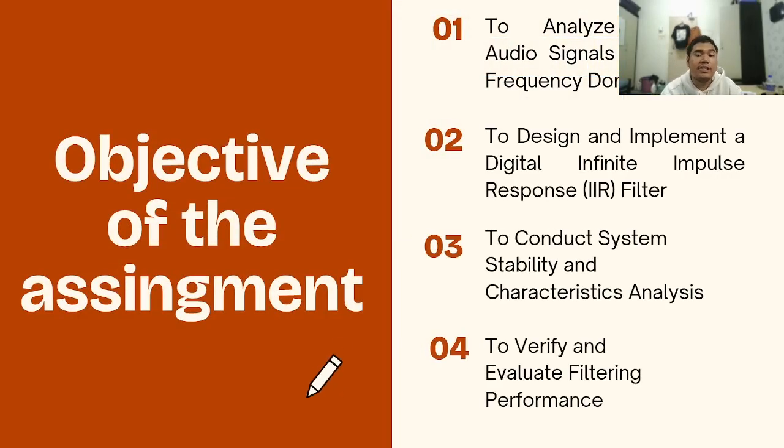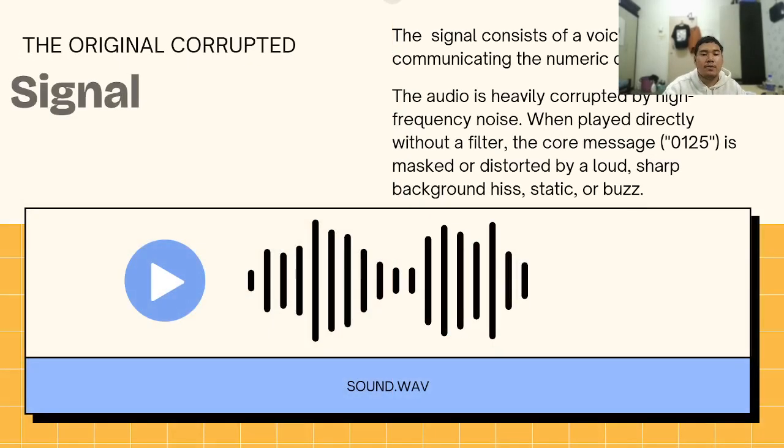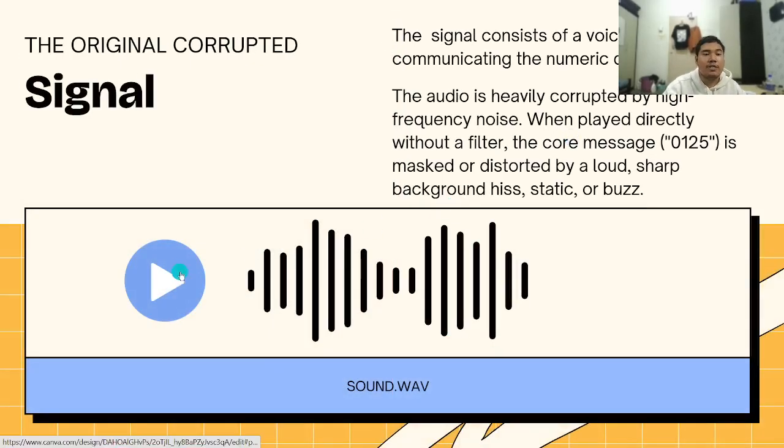Okay, so the objective of this assignment is to analyze corrupted audio signal in time and frequency domains, design and implement a digital infinite impulse response IIR filter, conduct system stability and characteristic analysis, and lastly to verify and evaluate filtering performance. Okay, now let's hear the original corrupted signal.